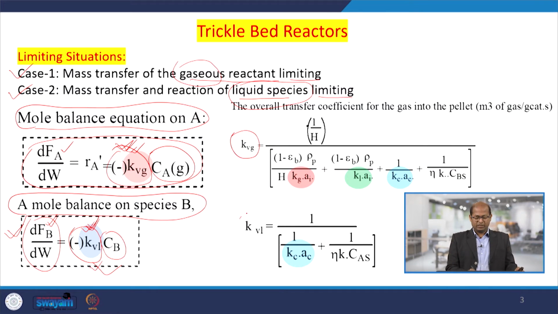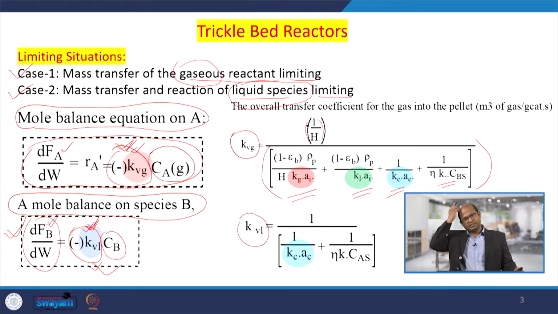Here on the right hand side, KVG and KVL are given. KVG we can write as 1 by H, and these are the components for the individual steps. There are multiple steps for component A transferring from the gas bubbles or gas phase to the interior pore surface of the catalyst for the reaction.